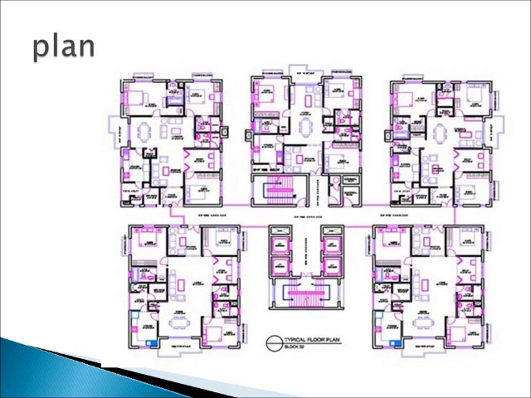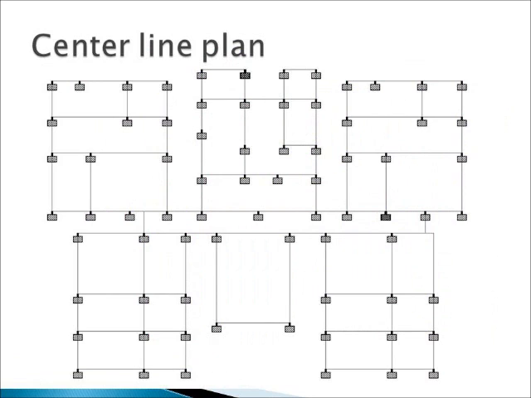The plan itself indicates that it is a combination of 5 apartments and each block comprises a 3-bedroom flat for each floor. In the middle it contains 4 lifts which are connected to all blocks and 2 staircases for each block. This figure indicates the center line plan of our building, indicating the position of various columns in Staad.